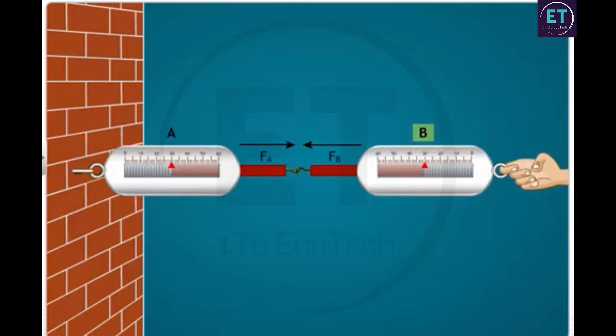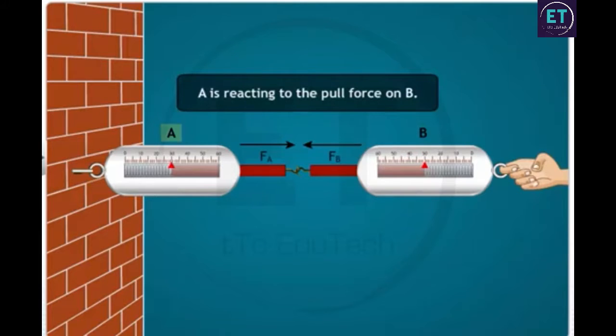And as you pull B, its spring expands due to the applied force. Since A and B are hooked to each other, B exerts force on A, expanding the spring therein. You can say A is reacting to the pull force on B. Here, the force due to B is exerted on A, while the force due to A is exerted on B.